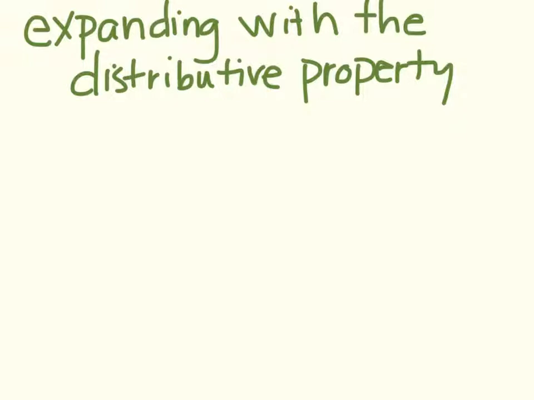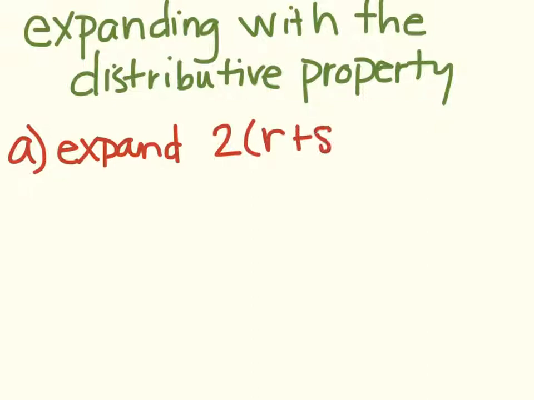So if you see a problem that looks like this, it says expand, and then it's going to give you an algebraic expression, 2 times (r plus 8). So 2 times (r plus 8) means that we have two groups of r plus 8. So this is going to be very similar to collecting like terms and simplifying. So what we're going to do here is simply use the distributive property to expand, or multiply, 2 times (r plus 8).